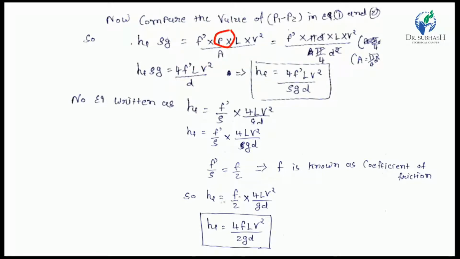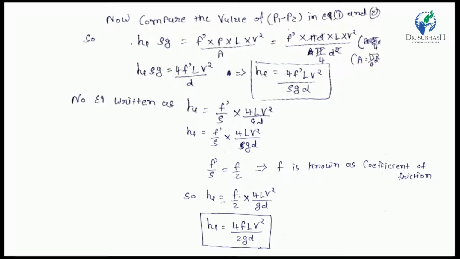Now put the value of the perimeter and the cross-section area A. So the perimeter value is pi d for a circular pipe, and the cross-section area of a circular pipe is pi by 4 d square. So pi and d cancel. Now the equation becomes hf rho g is equal to 4 F' L V square upon d. The denominator comes into the numerator.